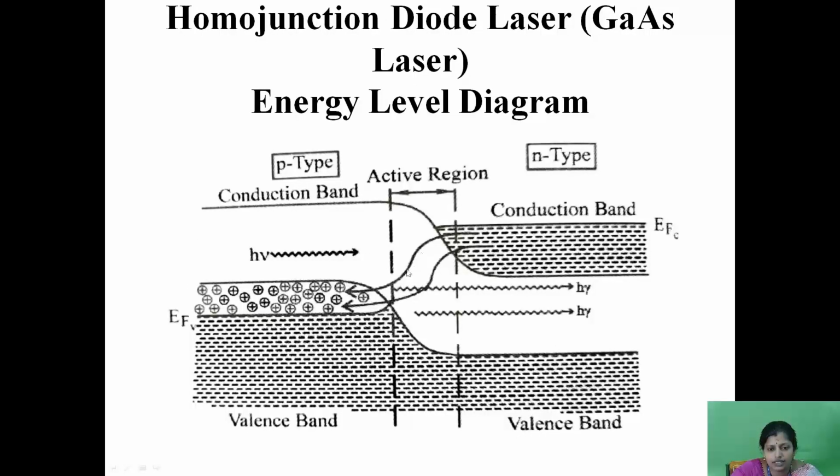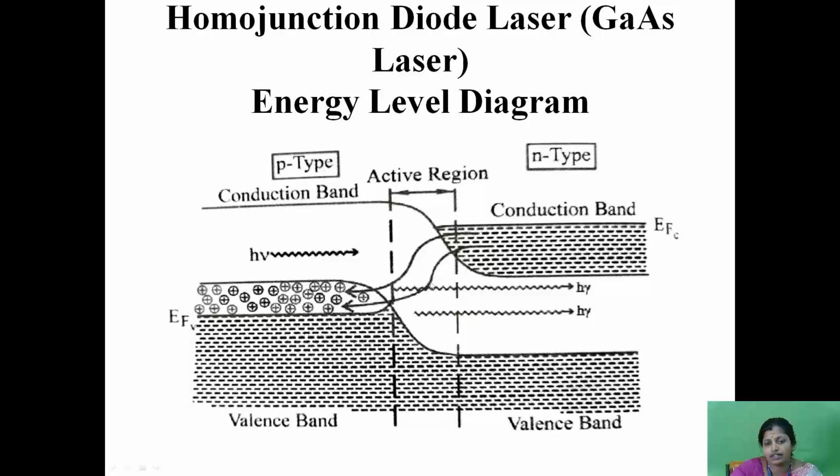Electrons from the conduction band move to the valence band. Electrons and holes move from the conduction band. These are partially conducting, semiconducting devices. When the electrons recombine, laser beams are emitted with energy equal to h nu.